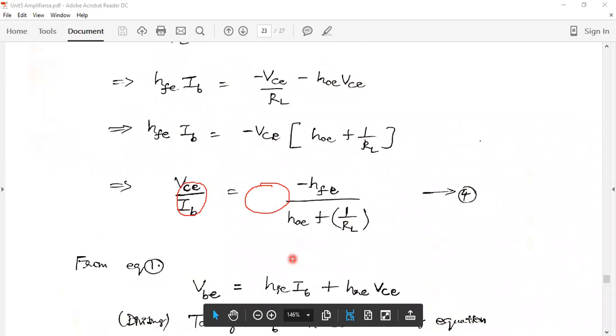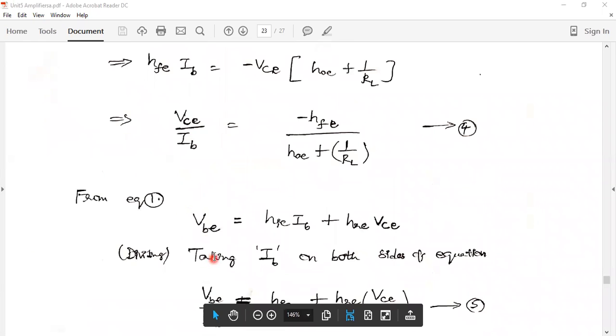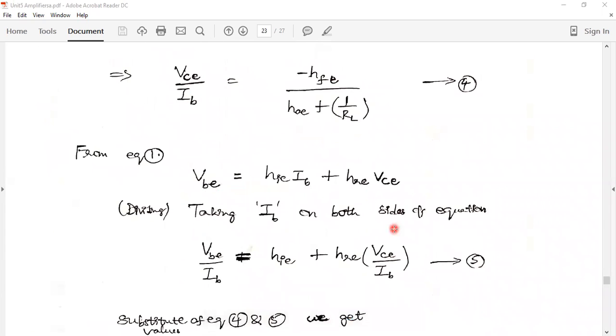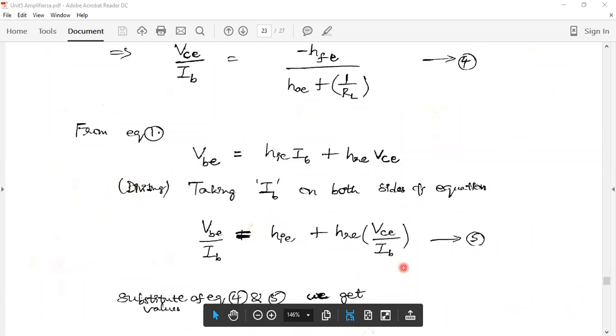Please keep this equation like this, and again I am going to consider equation number 1. VBE is equal to HIE IB plus HRE VCE. Taking the IB term, dividing on both sides for further advancement of this derivation part. VBE by IB is equal to HIE plus HRE VCE by IB.